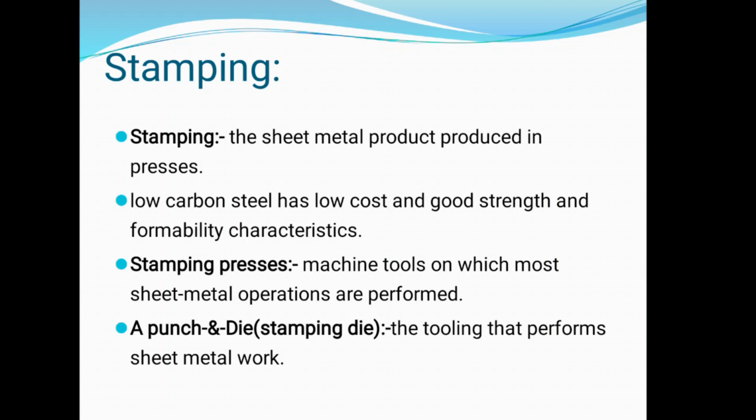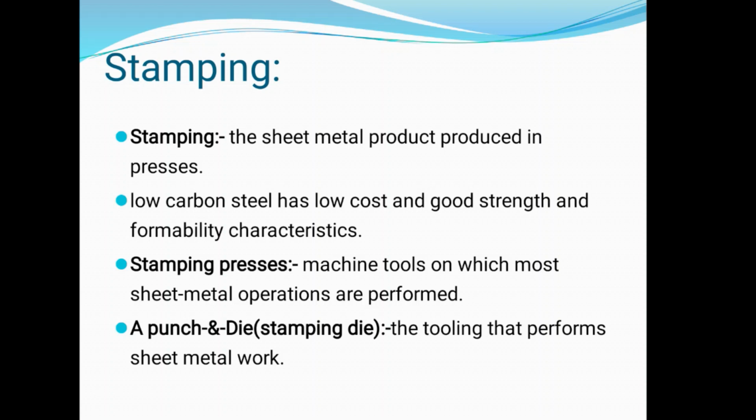Here we are using presses. Stamping presses are a machine tool, or mechanical element, on which most sheet metal operations are performed. A number of operations are performed by these stamping presses. What is a punch and what is a die? Here we can see the stamping die. These are tools which are used for sheet metal working.